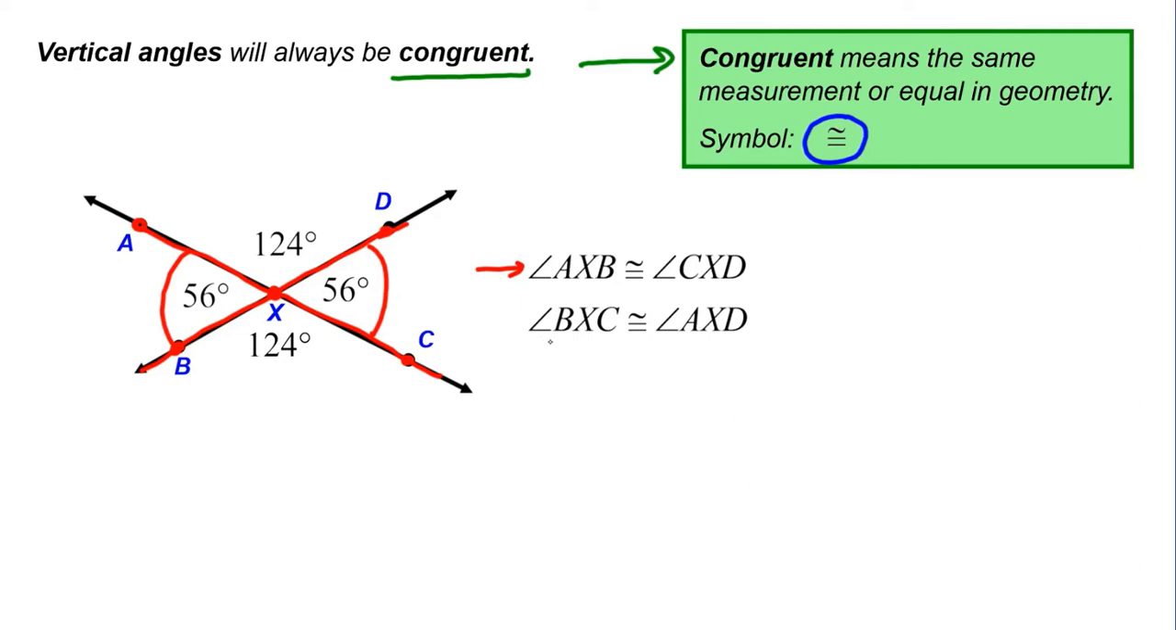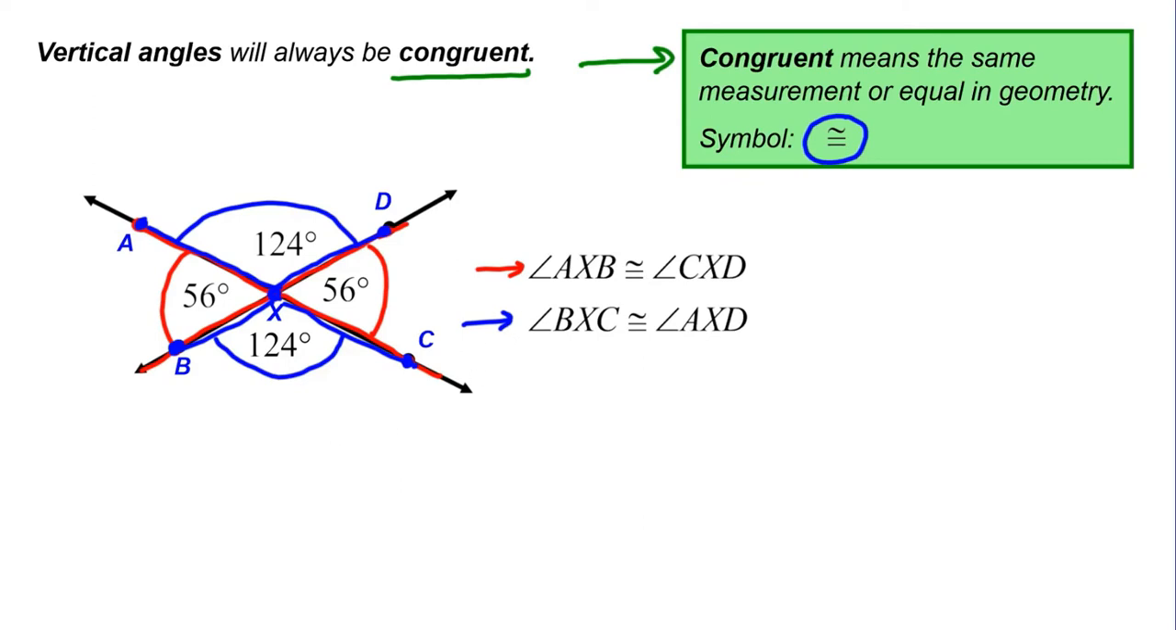And then likewise, angle BXC is congruent to angle AXD. So again, BXC is right here. Here's BXC. That's this angle right here. And angle AXD is right here. And they are both 124 degrees, so they are congruent. They're the same thing. So when you have those mirror images across the vertex from each other, they are congruent, or they're the same measurement, because they are vertical angles.